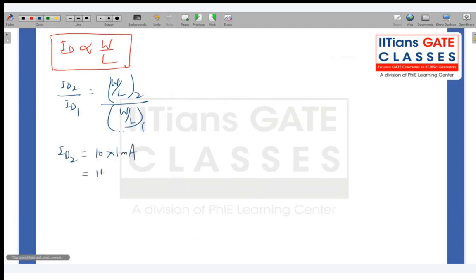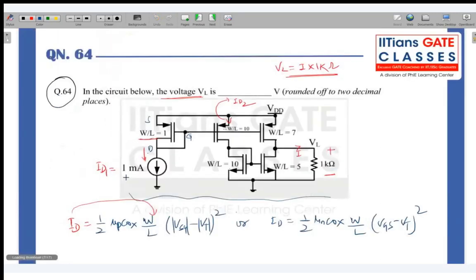You don't have to write this many things in the exam. Just understand that ID is proportional to W by L. So this will be 10 milliampere, and the same current will flow here as well. This is 10 milliampere.